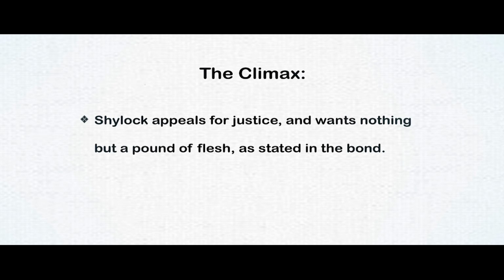The next very important element of the play is the climax. Now, Bassanio and Antonio are not able to pay 3,000 ducats in time. Then Shylock drags Antonio to the court of Venice. Shylock appeals for justice and wants nothing but a pound of flesh as stated in the bond. Portia rescues Antonio. She comes in disguise and finds some technical loopholes in the bond and helps to rescue Antonio.